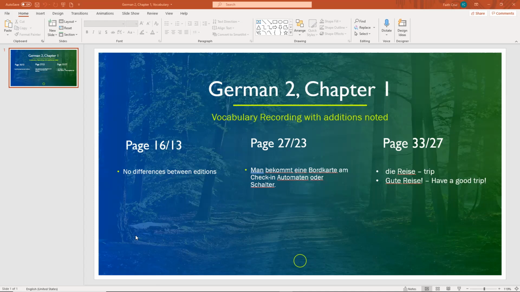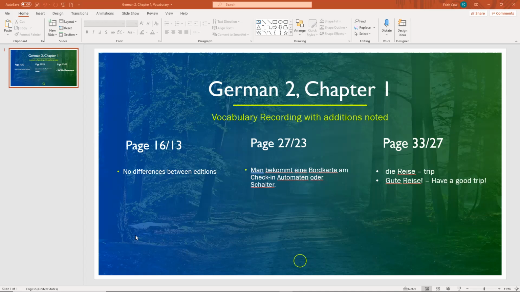All right. Now this next phrase is a tiny bit different from the 5th and 6th editions to the 7th. Basically, they have updated it. It's talking about getting a boarding pass. Ordinarily, or in the past, you would have gotten your boarding pass at the counter, Schalter. But the book is explaining to you that they now have self-service check-ins. It's basically like a bank machine, but you go in, you put in your flight number or your confirmation number, and it prints off your boarding pass.